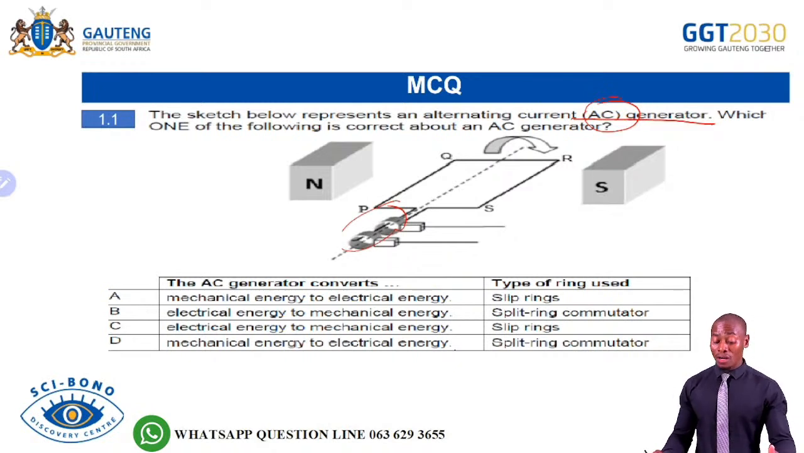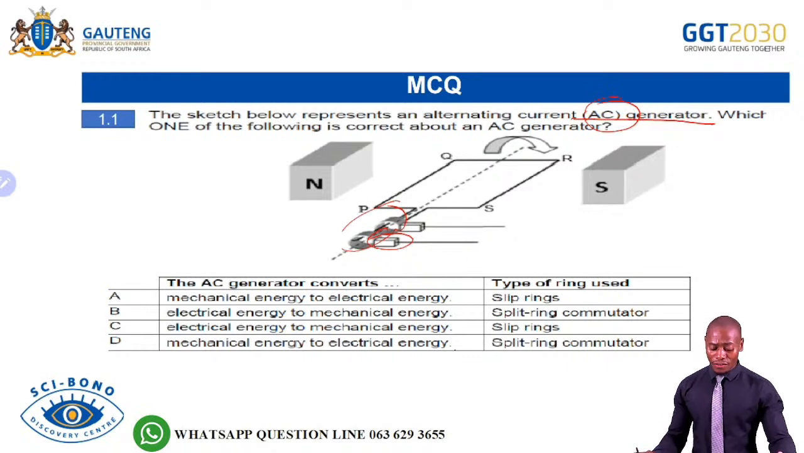All right. And this is the generator. It is based on which principle? Electromagnetic induction. So those are the things that you need to know. All right. Then there are also carbon brushes here. Why are they there? They maintain electrical contact between the internal and the external circuit. So those are the things that you need to know.